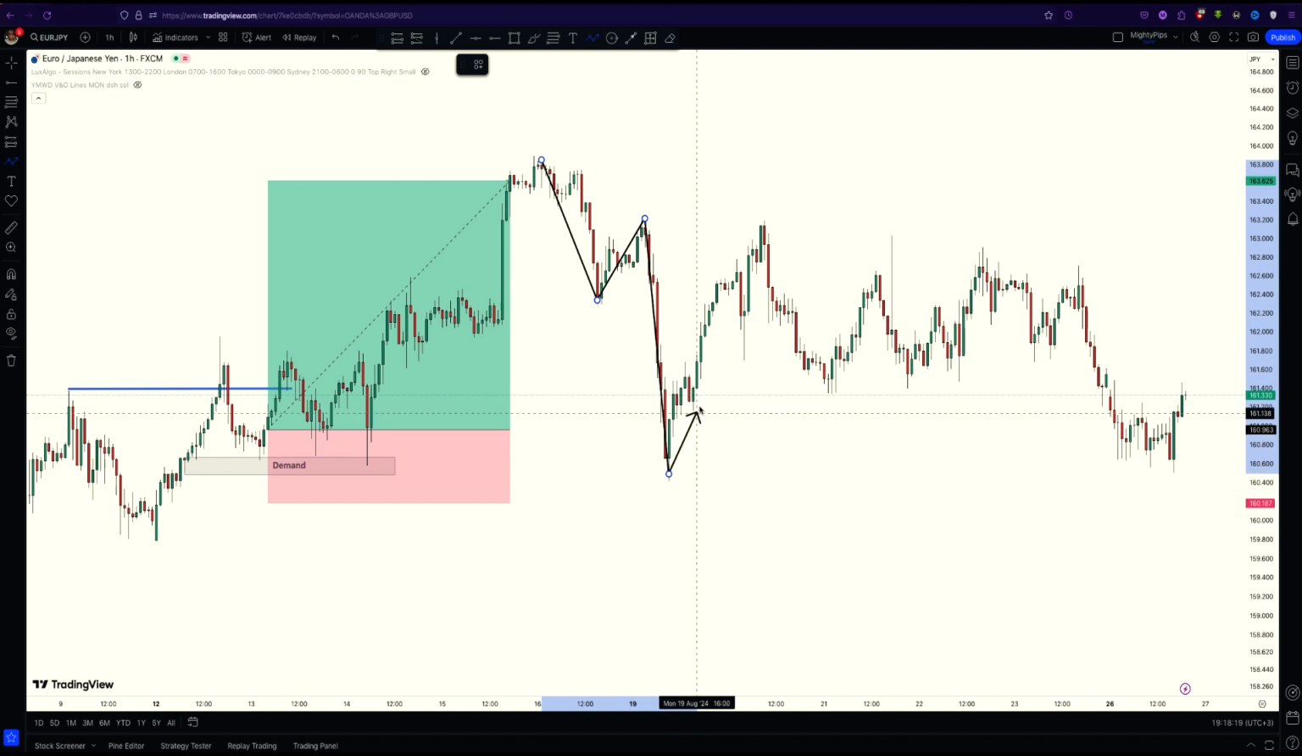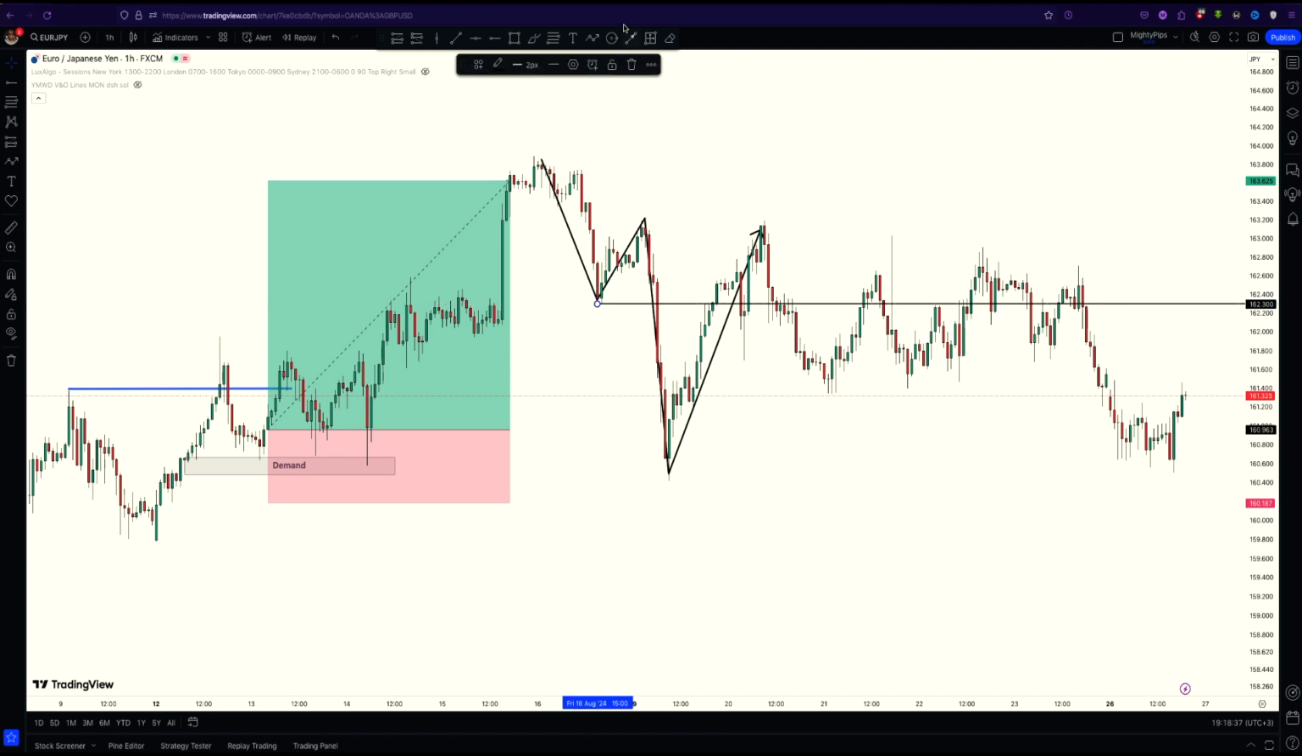Now you wait for the market to come back above this low here, just above that low, for you to enter your trades. So you wait for it to pull back above. So it pulls back above around this area here. Let me show it to you. This is the low.